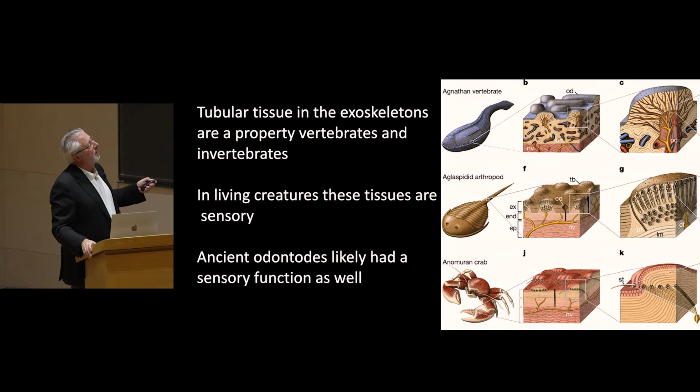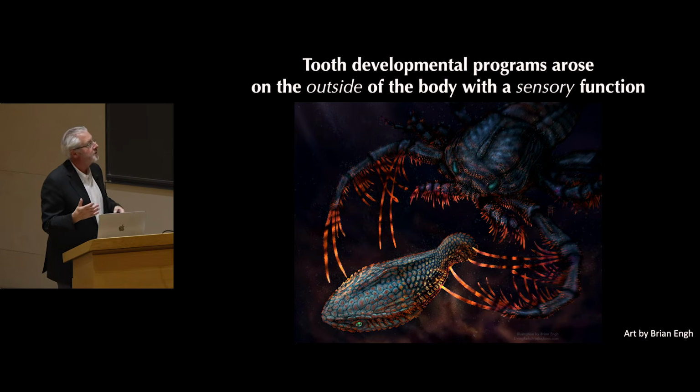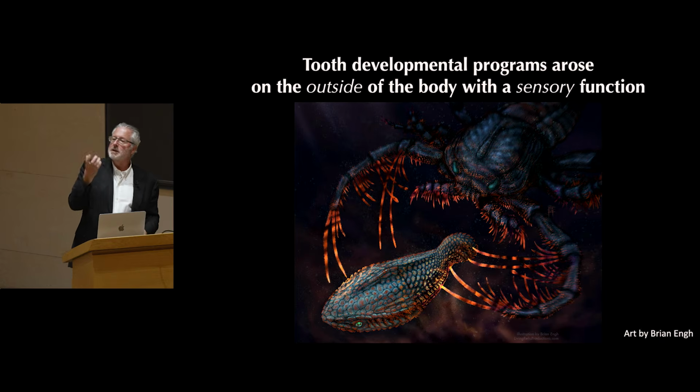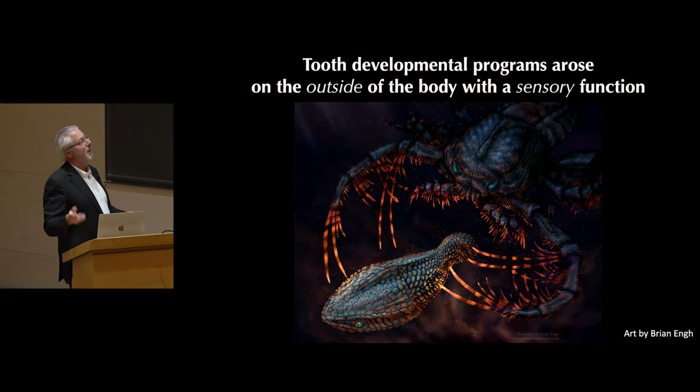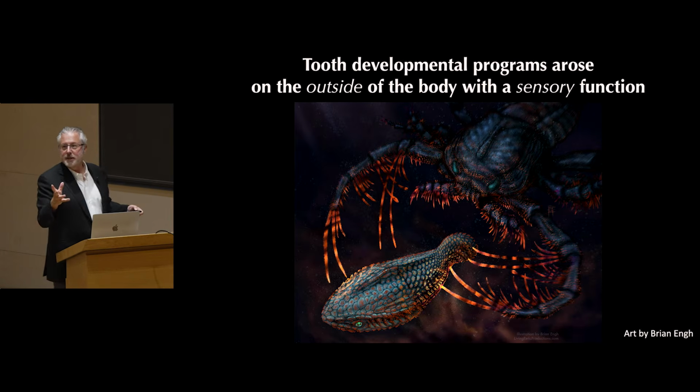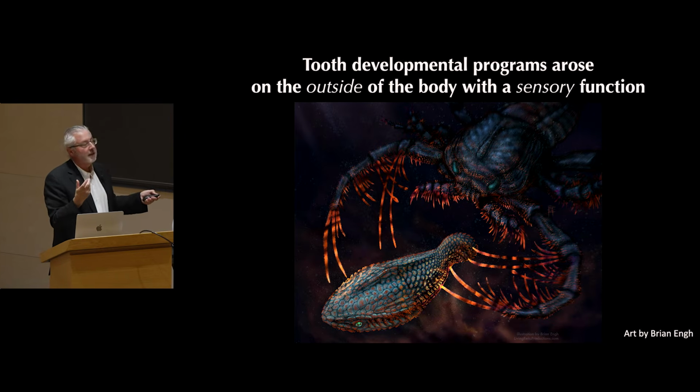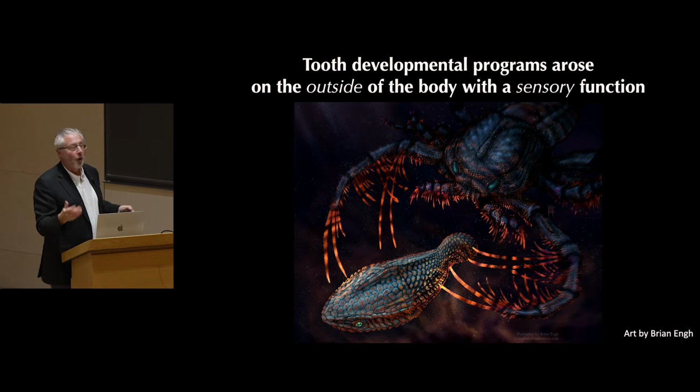In living creatures, these tissues are all sensory. They have sensory innervation. So it implies that ancient odontodes likely had a sensory function as well, which sort of leads to the hypothesis that the tooth developmental programs, that what lies inside our mouth, which actually can cause us some pain today, actually arose on the outside of the body. Remember that outside-in hypothesis with a sensory function. So every time you go to the dentist and it is unpleasant, you can thank these little fish evolving 400 or more million years ago.